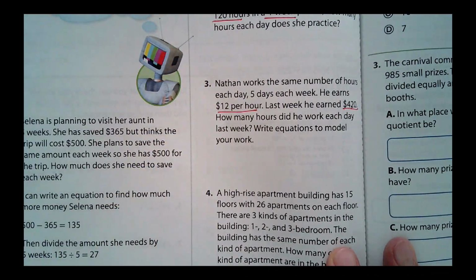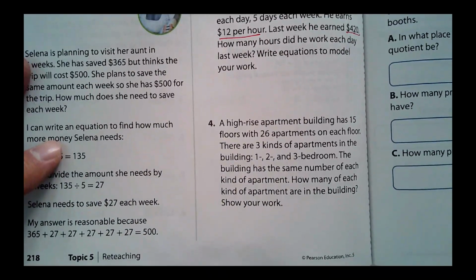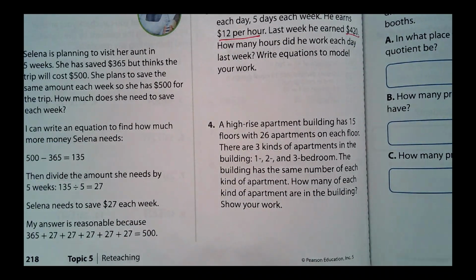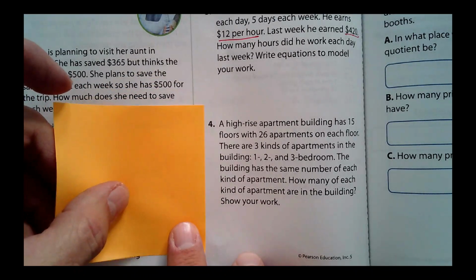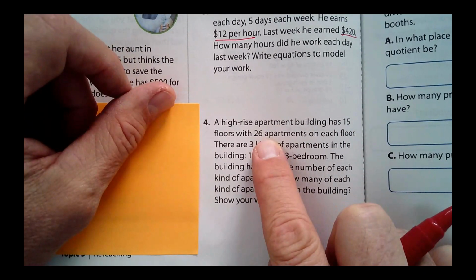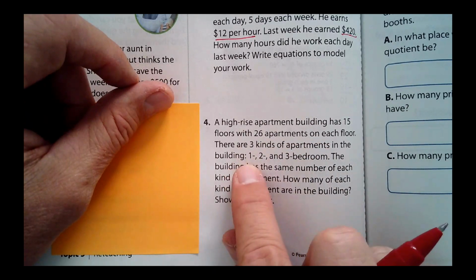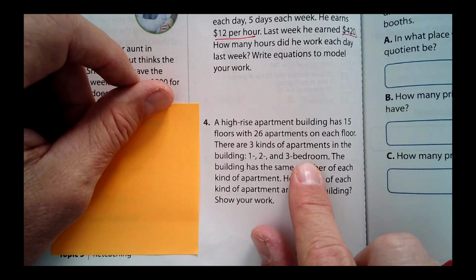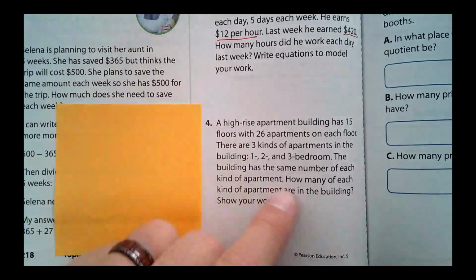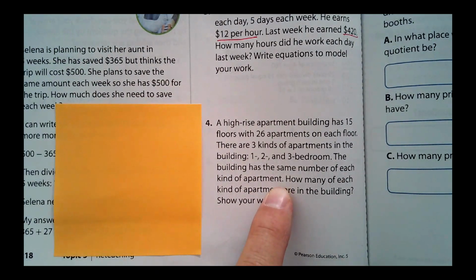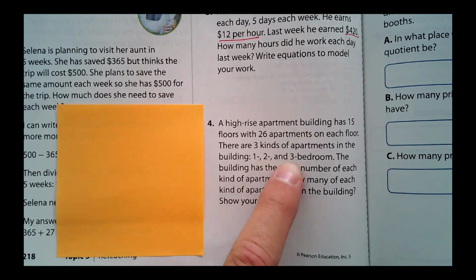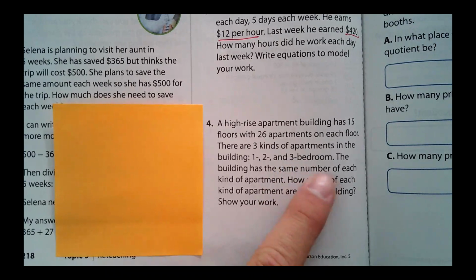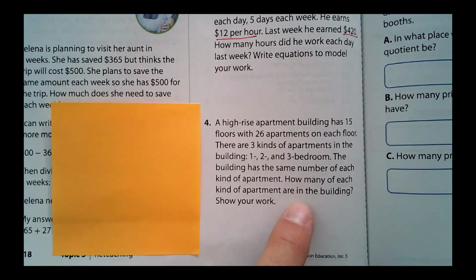All right, number 4. A high-rise apartment building has 15 floors with 26 apartments. Okay? My inclination is to immediately multiply 15 by 26, but let's wait and see what else they say. There are 3 kinds of apartments in the building, 1, 2, and 3 bedroom. Okay, so the building has the same number of each kind of apartment. Okay, so what they're saying by this is that if, let's say there was 80 one-bedroom apartments, well, if they have the same number of each kind, that means there's going to be 80 two-bedroom apartments and also 80 three-bedroom apartments. And I have a feeling that's what we're going to have to figure out. It says how many of each kind of apartment are in the building. So sure enough, show your work.